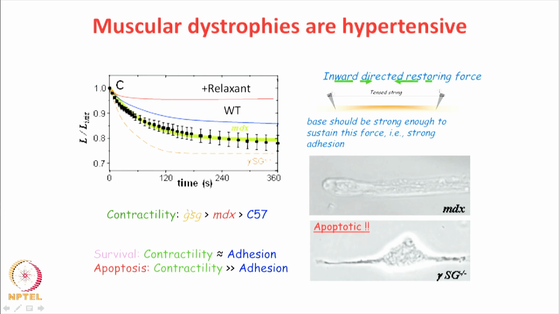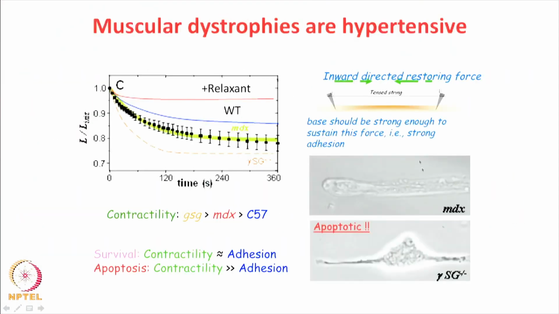In contrast, if contractility is way higher, then the cell will pull on its substrate, the substrate will be unable to resist those forces, leading to the cell rounding, as you see in this phenotype here. This suggests that in apoptosis you have this imbalance, that the effect of contractility is so high that adhesions are not strong enough to sustain that pull.